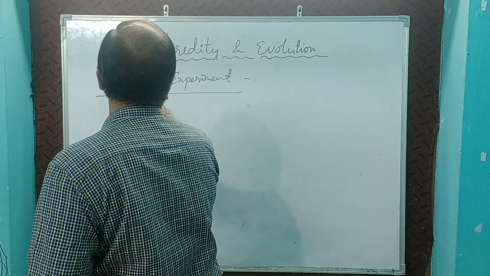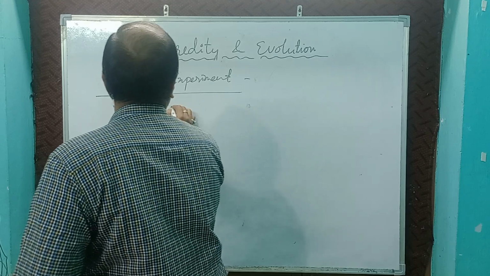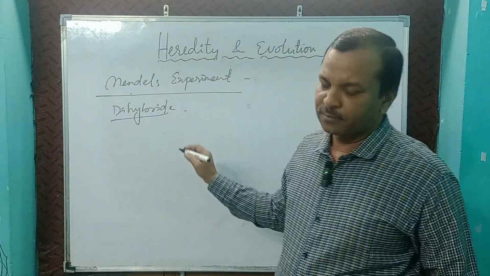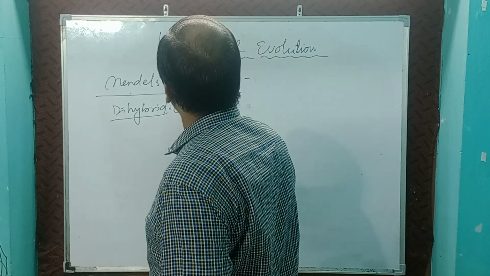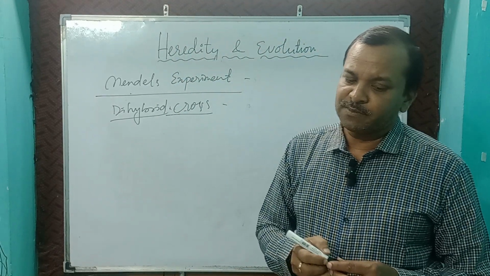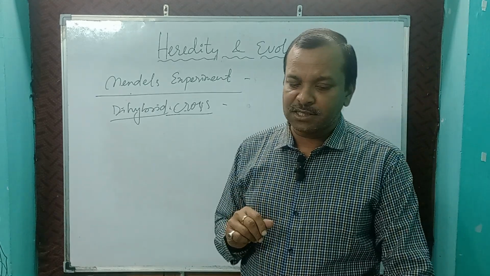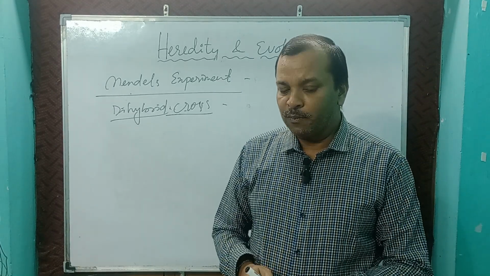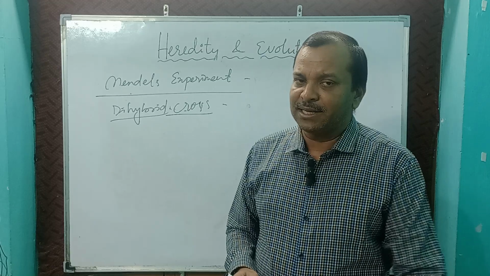Di means what? Di means 2. Dihybrid cross. When a dihybrid cross is there, what will happen? It is a cross between 2 plants having 2 pairs of contrasting characters.